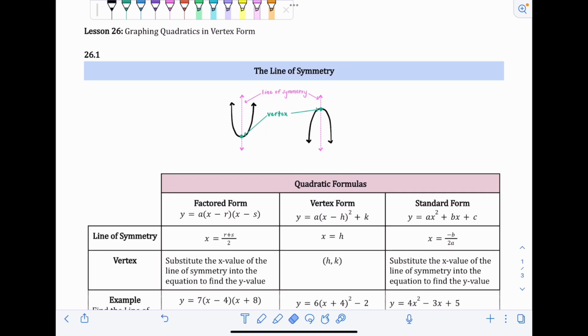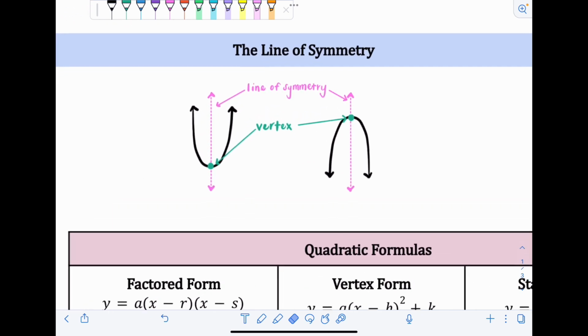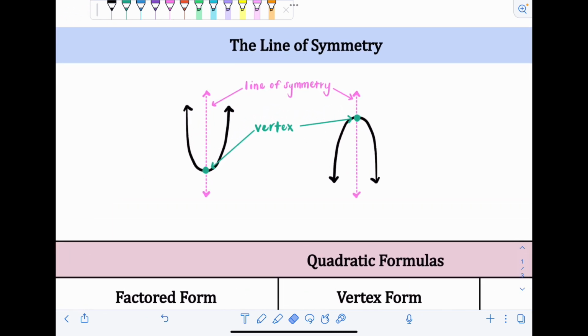SN26 is graphing quadratics in vertex form, and 26.1 talks about how to find the line of symmetry of all three forms of quadratics. So before we get into how to find the line of symmetry, I just want to review what it is. So every parabola has a vertex. It's the point where it changes direction.